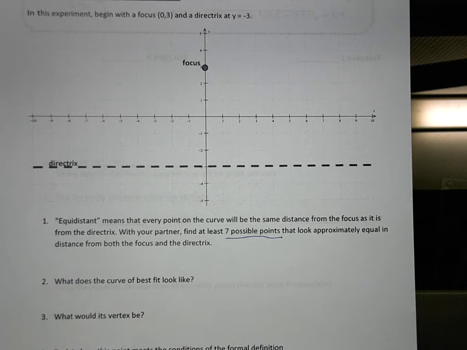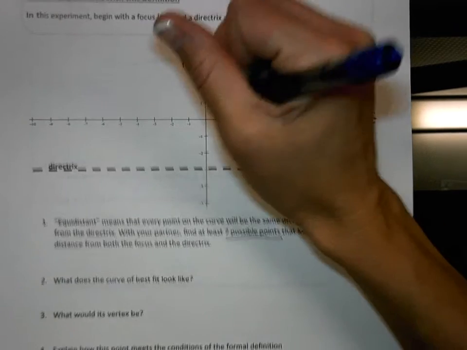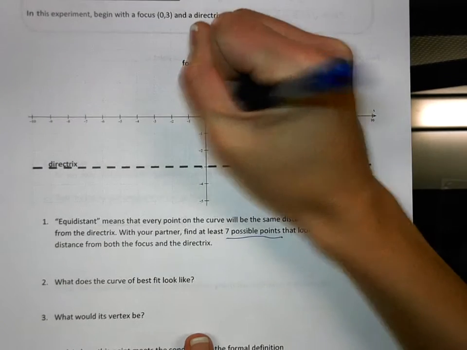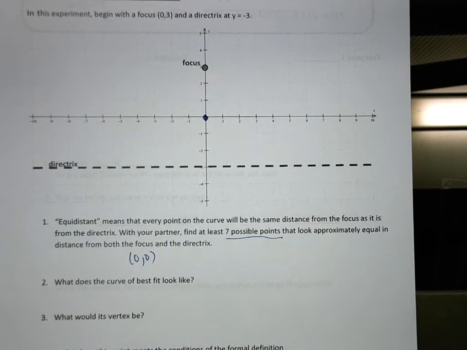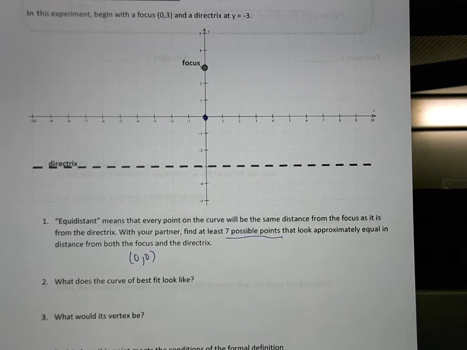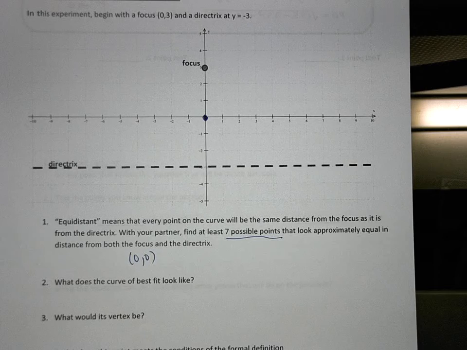So you guys found one. Yeah, that one is (6, 3), and (-6, 3). As I walk around, it looks like everybody got this point here at (0, 0). Okay, who else knows that they found another set of points for sure? Brendan. (-3, 0) and (3, 0). Oh, we can do it like that.